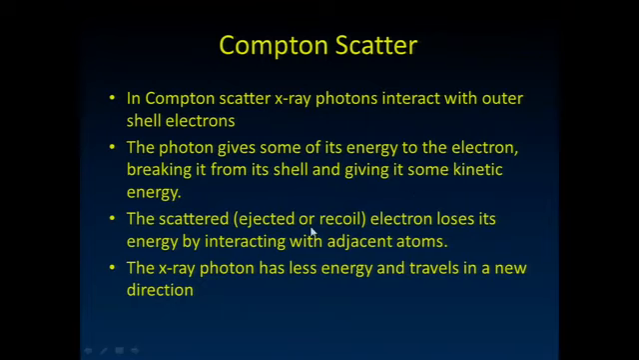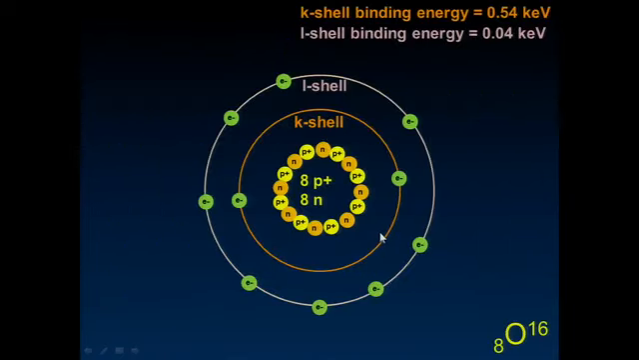And that scattered electron loses its energy by interacting with those adjacent atoms through those mechanisms that we talked about: excitation, radiation, interactions. The X-ray photon then has less energy and unfortunately heads off in a new direction, right? So here's this case, right?